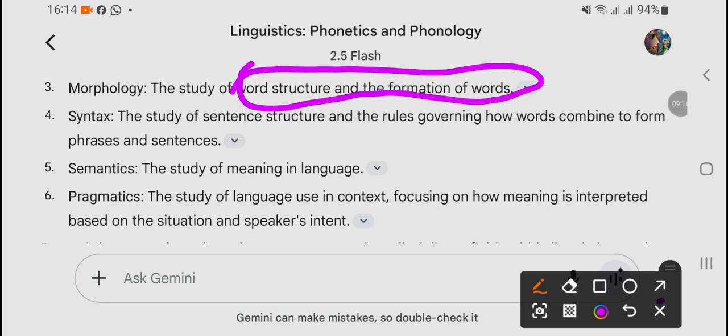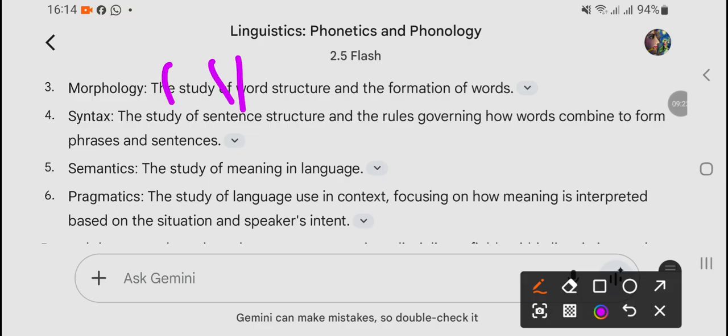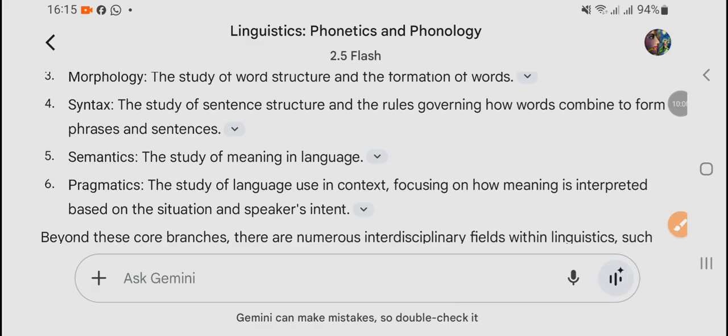For example, these are different words, right? That's the study of words. Another example is formation, right? So form and shun, formation. Formation, reflection, irritation, corruption, right? So these are all shun words. So that's the study of morphology, where we study word structure and formation of words.